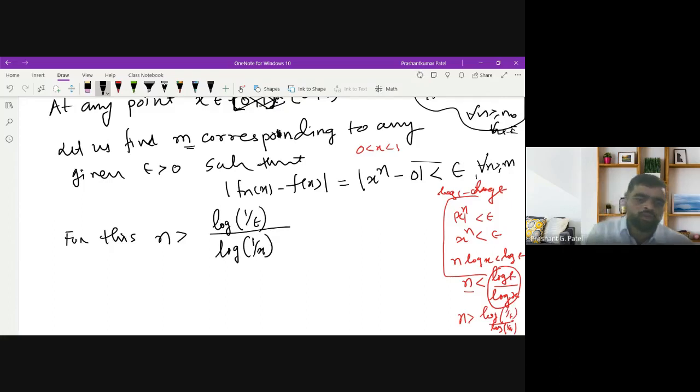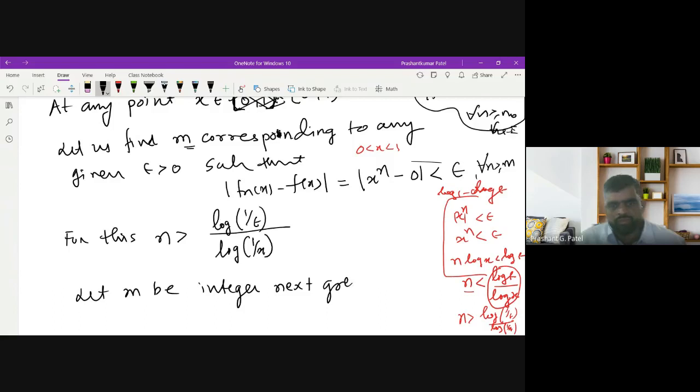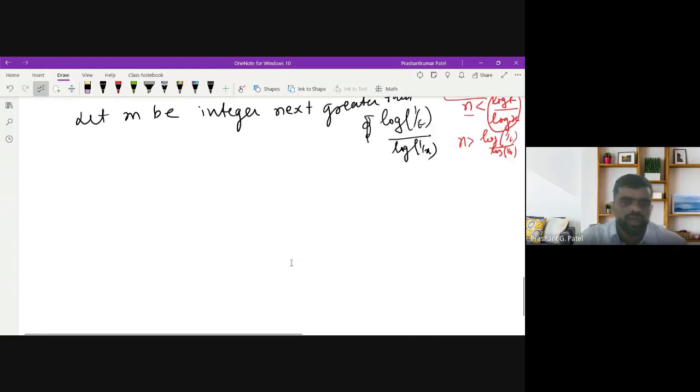And one can note here this m. Let m be the integer next to this greater value. So I can say it is a box function, the integer next to this, that we will take for the box function. And one can note that this m depends on epsilon as well as x. So that we should write here.